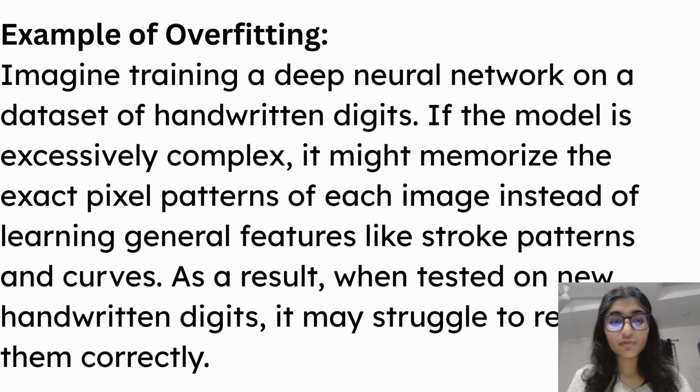Then examples of overfitting. Imagine training a deep neural network on a dataset of handwritten digits. If the model is excessively complex, it might memorize the exact pixel patterns of each image instead of learning general features like stroke patterns and curves. As a result, when tested on new handwritten digits, it may struggle to recognize them correctly.